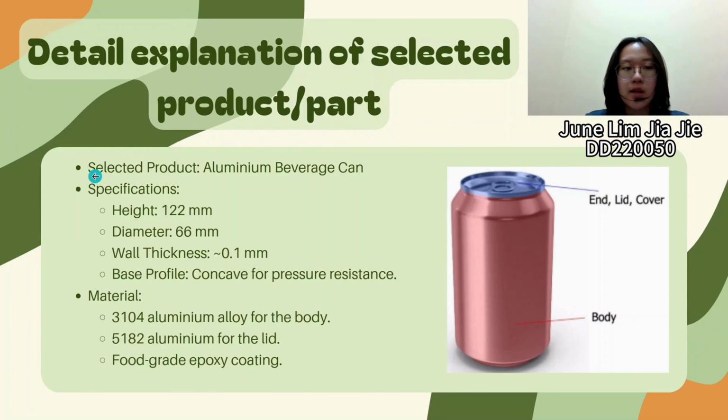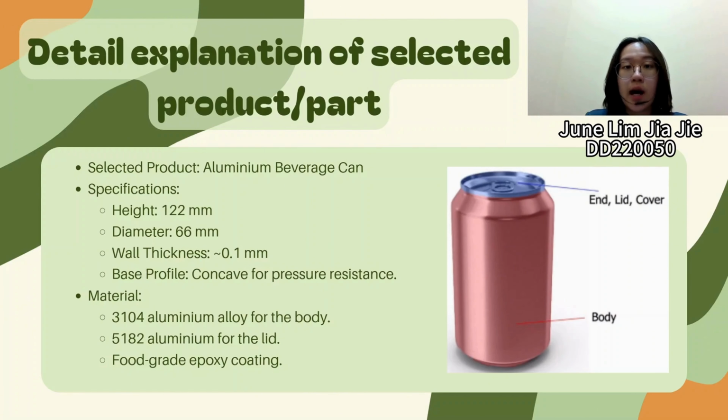Now I'll be presenting the detailed explanation of the selected product. As mentioned from the beginning, the selected product is an aluminum beverage can. The specification and the material of our product are set after studying existing products on the market, for example the 100 Plus can and the Coca-Cola can. The height of the aluminum beverage can is set to 122 mm. The diameter is set to 66 mm, and the wall thickness is set to 0.1 mm.